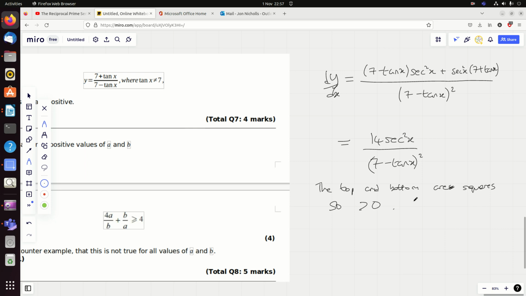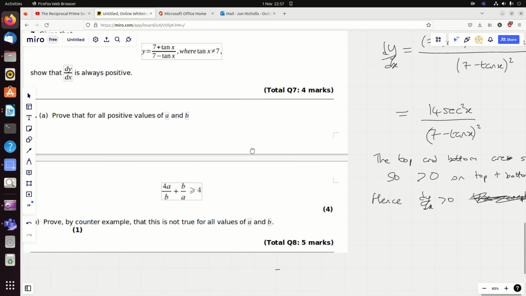So greater than 0. They said earlier tan x doesn't equal 7, so the bottom can't equal 0, and sec x actually never gets to 0, so this is strictly greater than 0 on top and on bottom. Hence dy by dx is greater than 0 for all x which we're interested in anyway, for all x except tan x equals 7, because that was banned. Hence dy by dx is greater than 0. That should get us the marks.